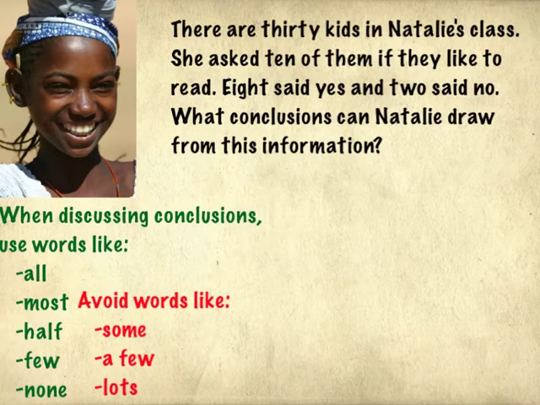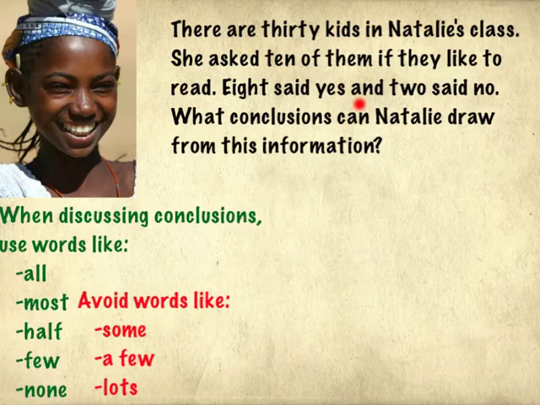The reason you want to do that is because these are precise words. If I say all of the kids like to read, that means every single kid likes reading. If I say some kids like to read, well, that can mean something different to different people. If I said some people like reading, you might think that means 2 of them like to read, and your uncle might think that means that 9 of them like to read. It's an imprecise word, so we don't want to use these.